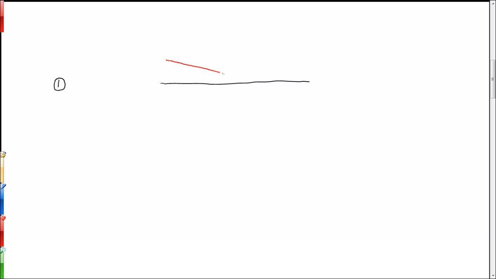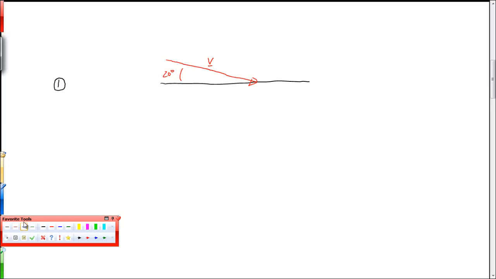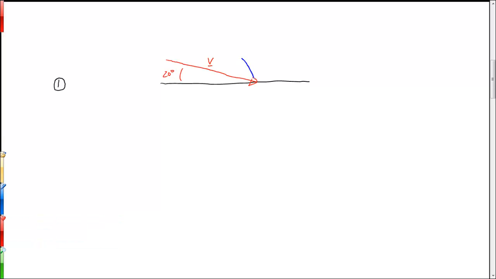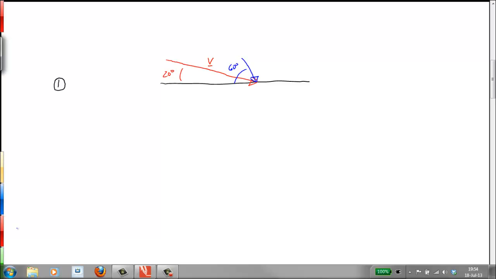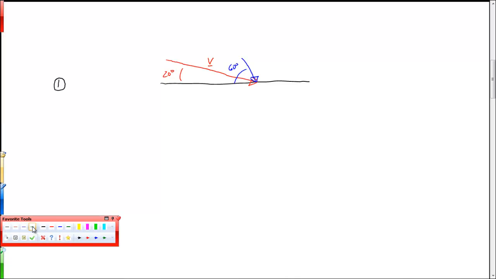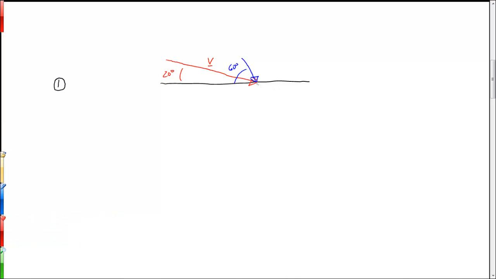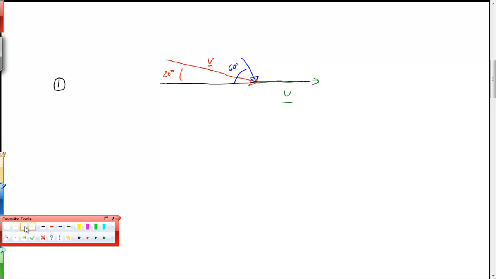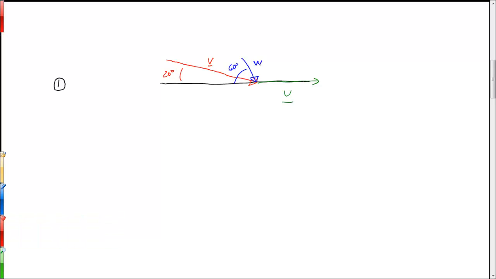But we can draw our vector triangles, and let's see, I used red above for V, so we know that V is coming in like this, and that this makes an angle of 20 degrees. We know that W is coming in like this, and this makes an angle of 60 degrees. And we also know that U, because this thing is spinning clockwise, is off in this direction, and we'll draw it like that. Oops, I forgot to label W here, so let me label W.